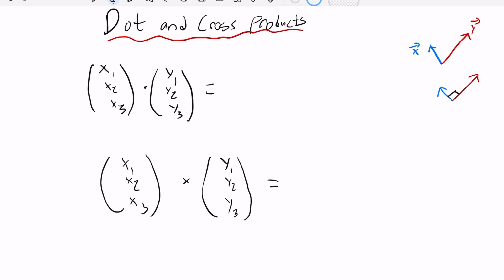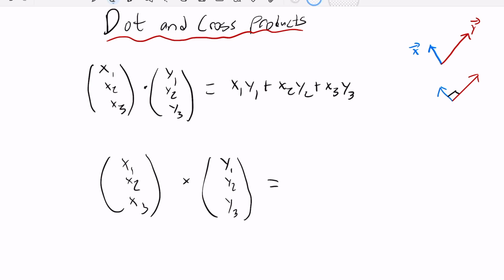Alright, so the first important concept to remember are the dot and cross products. So first, the dot product. Mathematically, we can calculate the dot product by taking the pairwise products of each of the components of the two vectors and adding them up. So if you have x1, x2, x3, y1, y2, y3, the dot product is simply x1 y1 plus x2 y2 plus x3 y3.